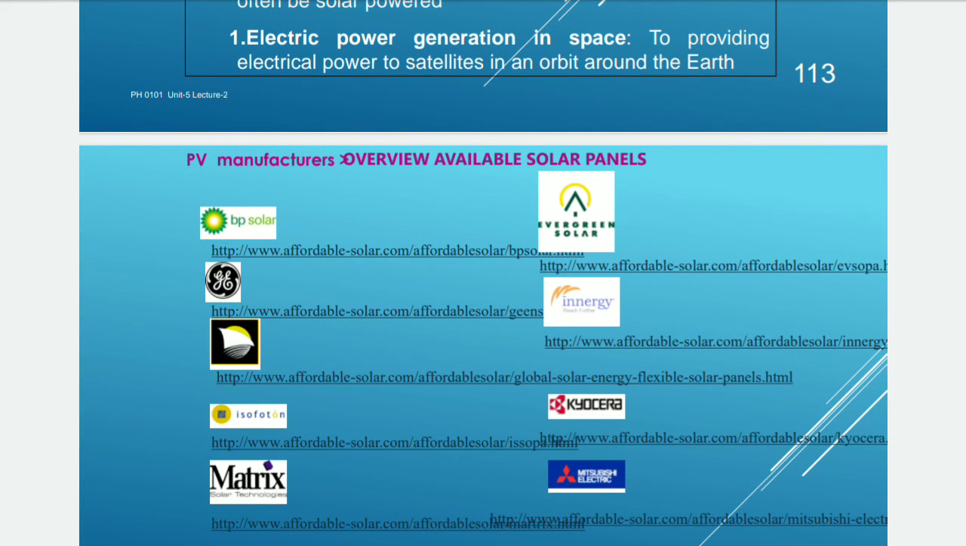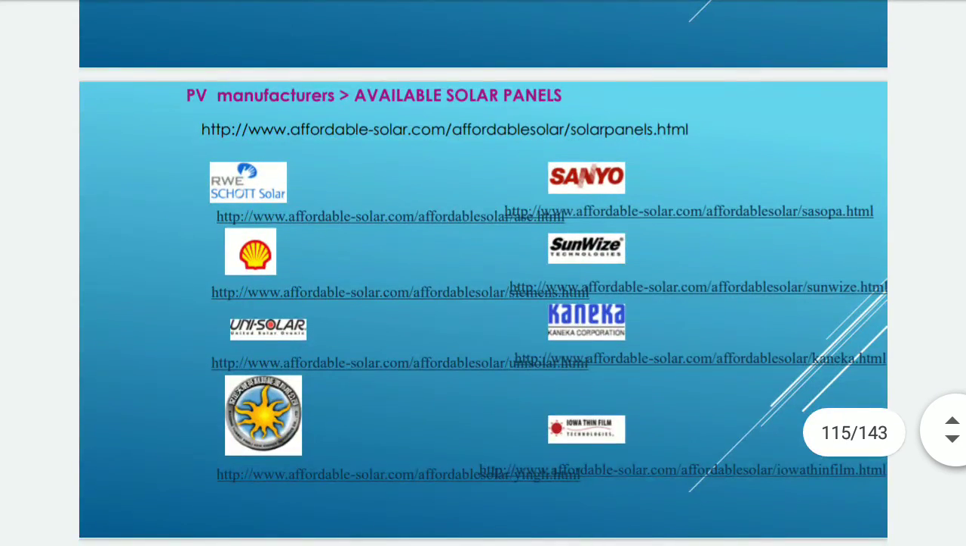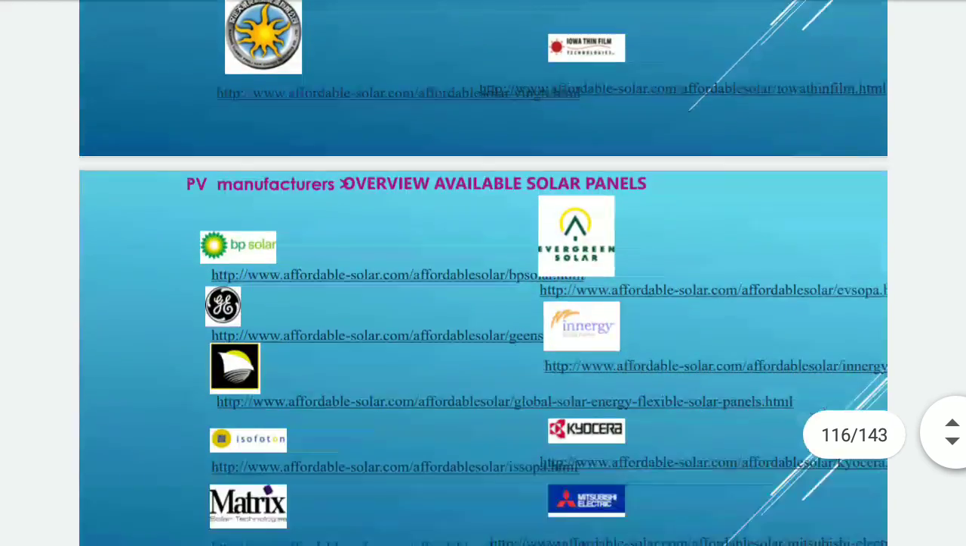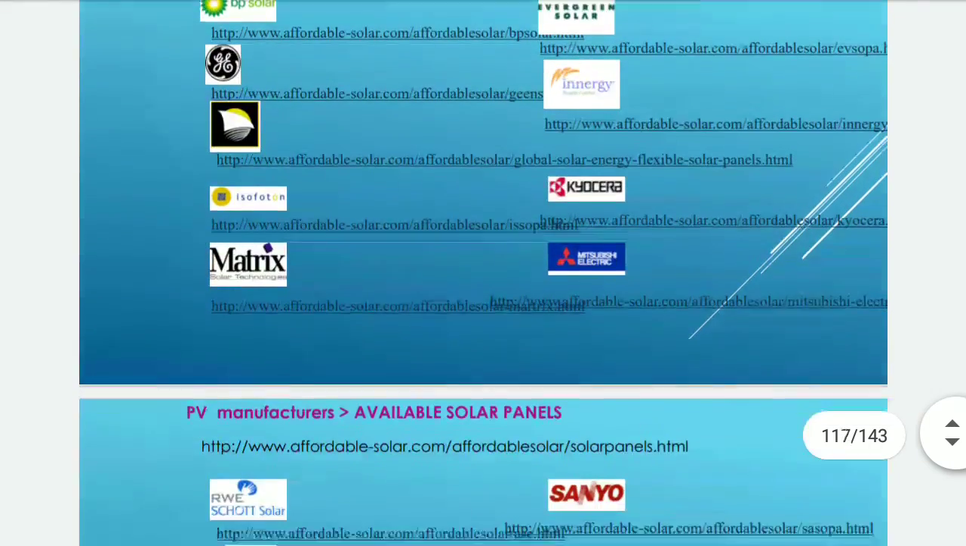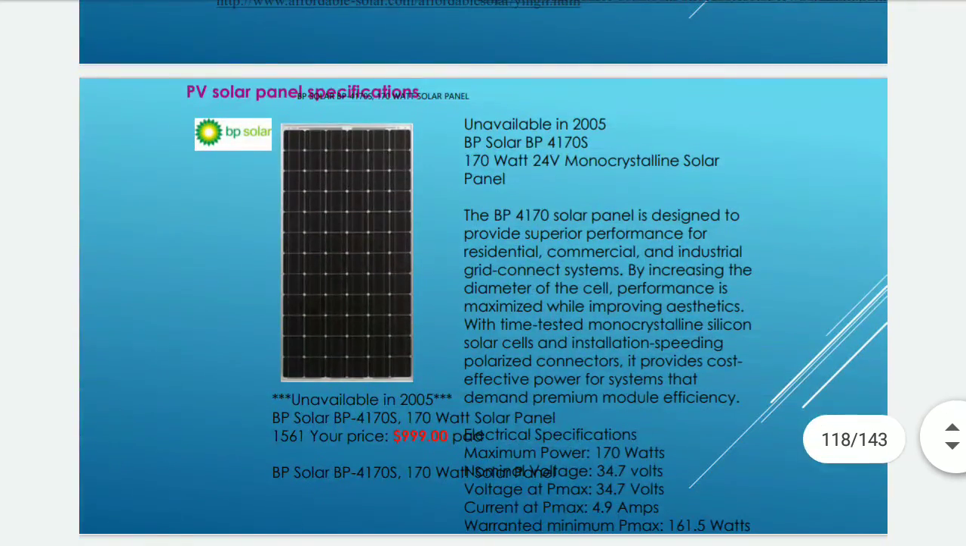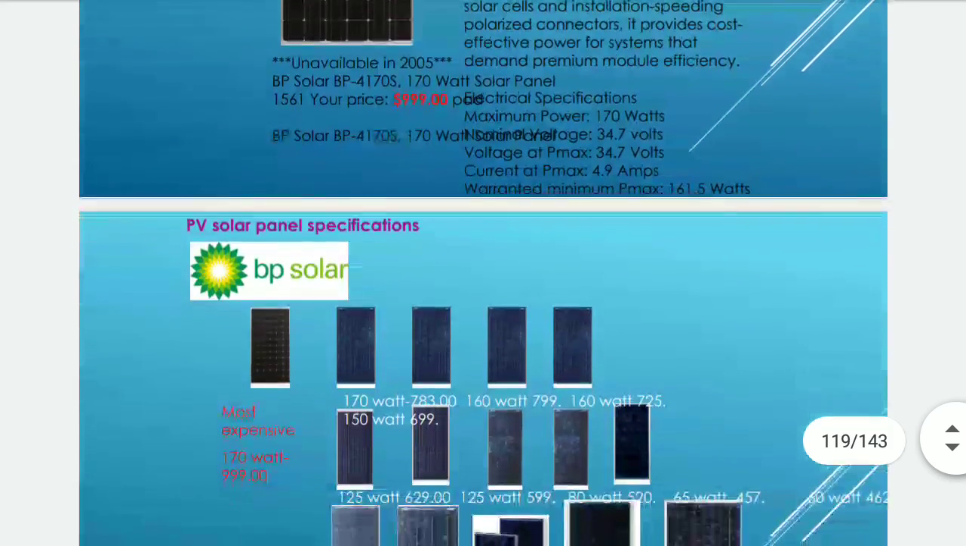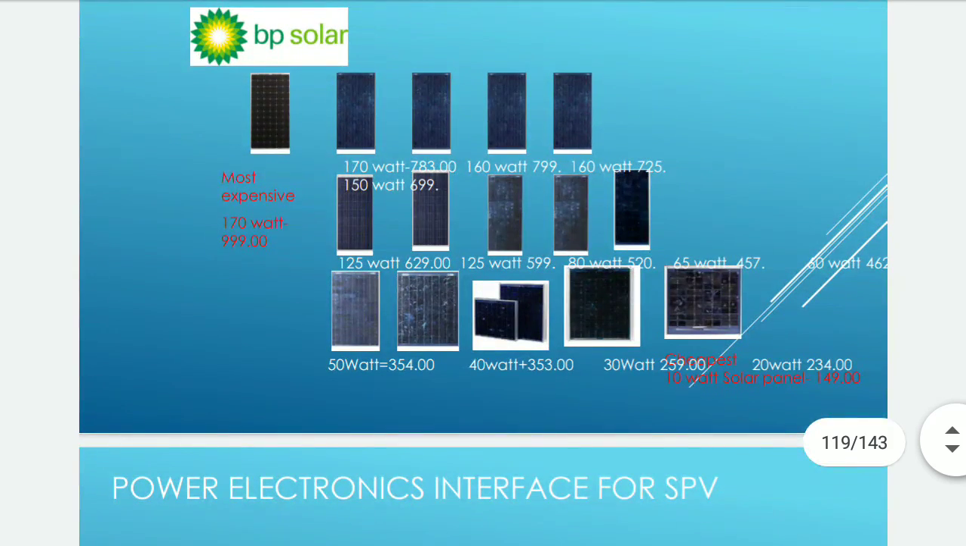PV manufacturer overview available for solar panels. There are different websites: Matrix, Isofoton, BP, and others. PV manufacturers of solar panels, this and other sites. PV manufacturer panels and PV solar panel specification will be available. Available in this BP solar power 170/24 microcrystalline portless connectors. PV solar panel specification: 171.99 rupees.